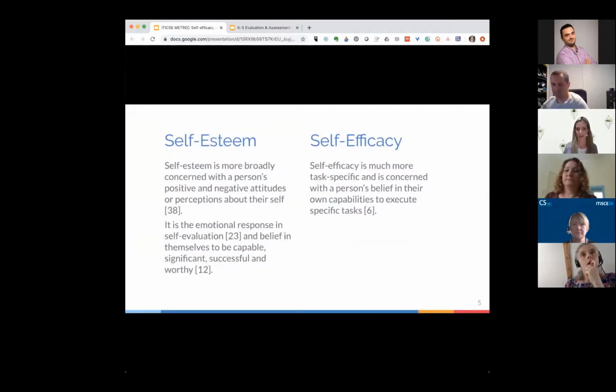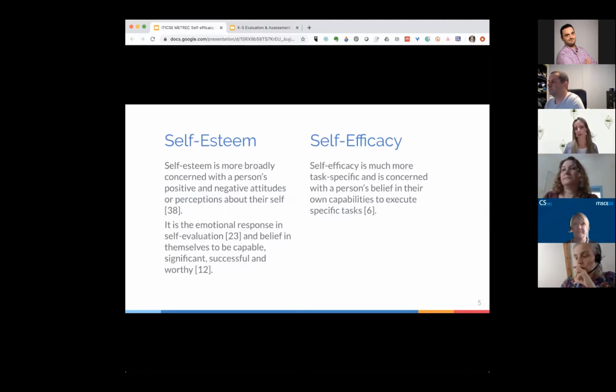The term self-esteem has been used interchangeably with other constructs such as self-efficacy, and there are variations in the way that researchers describe these constructs. So in this paper, we'd like to highlight that self-esteem is more broadly concerned with a person's positive and negative attitudes or perceptions about their self. So it's really the emotional response that people experience as they evaluate themselves. It's their beliefs and judgments about skills, abilities, and those similar factors, and the extent to which the individual believes themselves to be capable, significant, successful, and worthy.